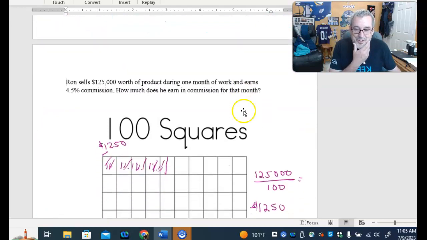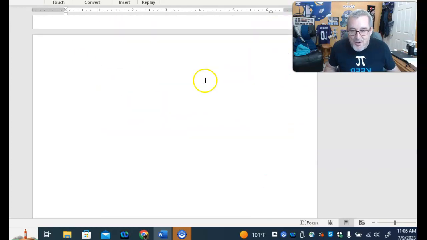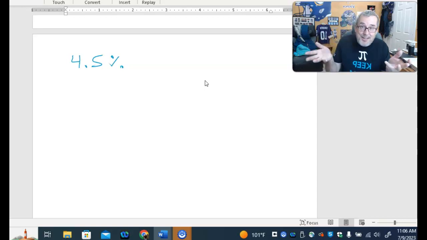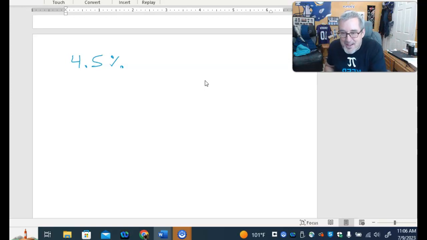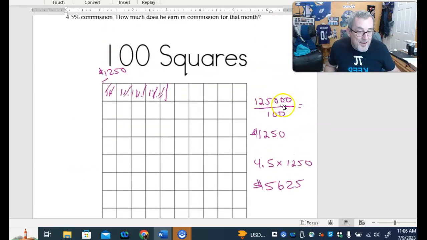Hey, what about the commission? Do you see it there? In the commission case, Ron sells $125,000 and he makes 4.5% commission. Again, the traditional approach might be, hey kids, 4.5%, first move the decimal 2 places. They don't always know which way, but move the decimal 2 places and then multiply by the amount. Well, let's look back and see what we did. We first did 125,000 divided by 100 to see how much money would be in each square. And then we knew we had 4.5 squares, so we multiplied by 4.5.